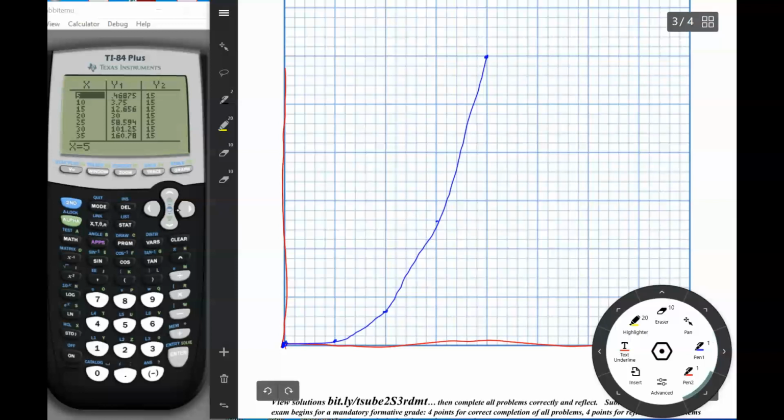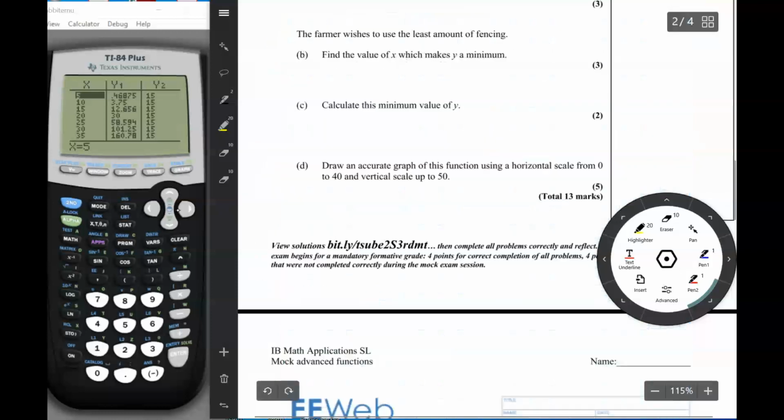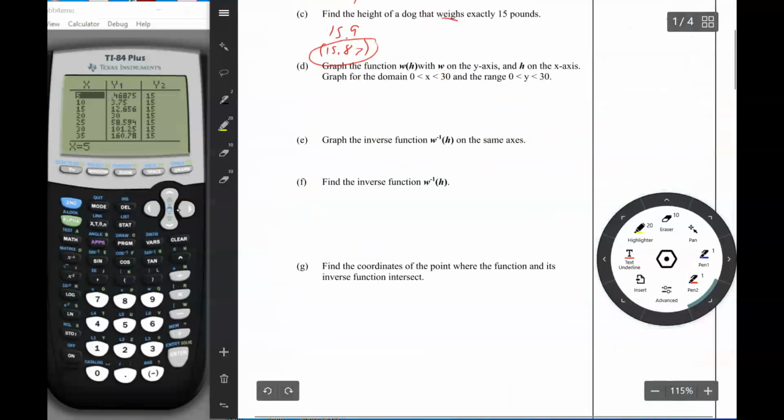Okay, and I'm just going to label my axes. So this is W, or H, and W for my function. And I'm going to label the axes. Okay. All right, we've graphed it. Now let's go back up, finish up the problem.